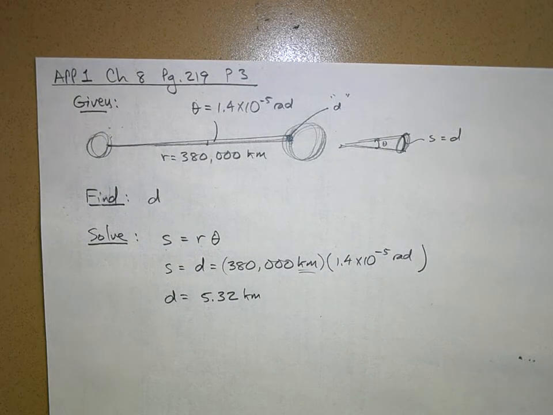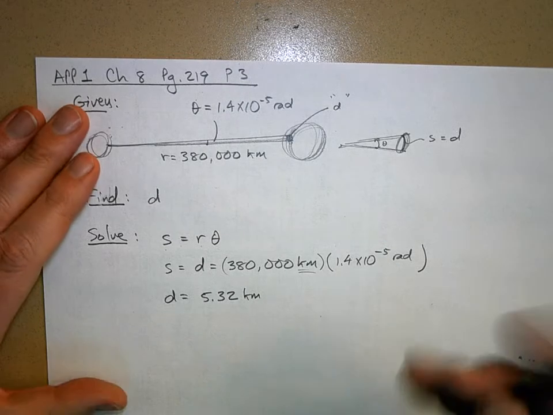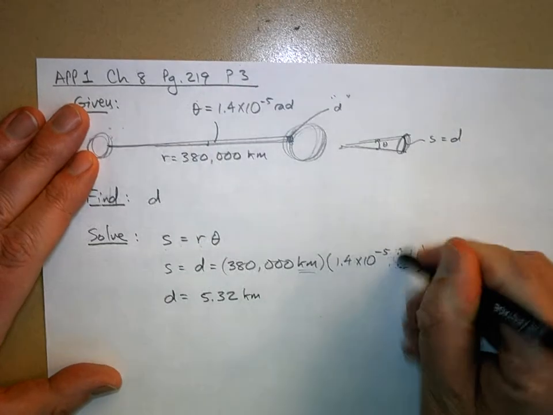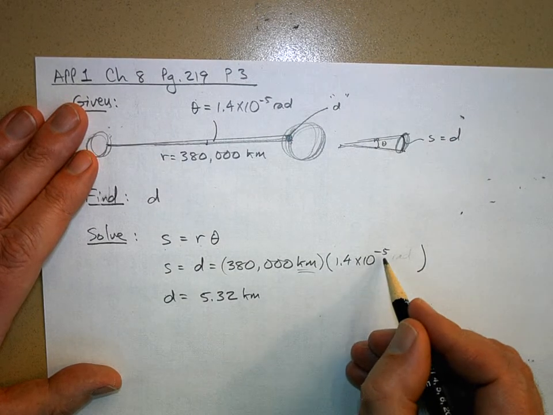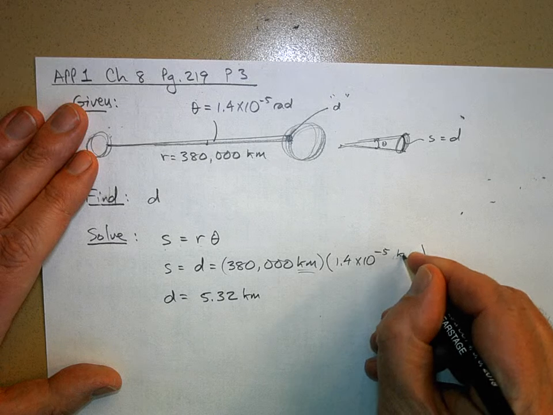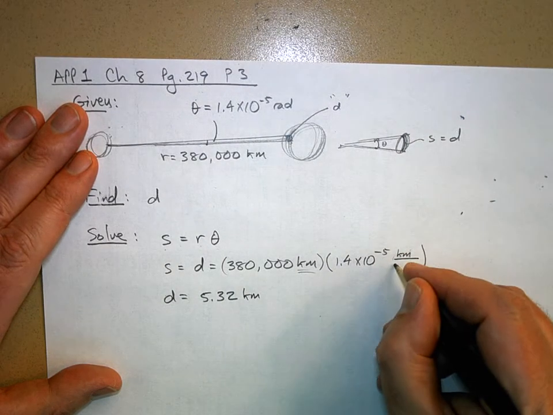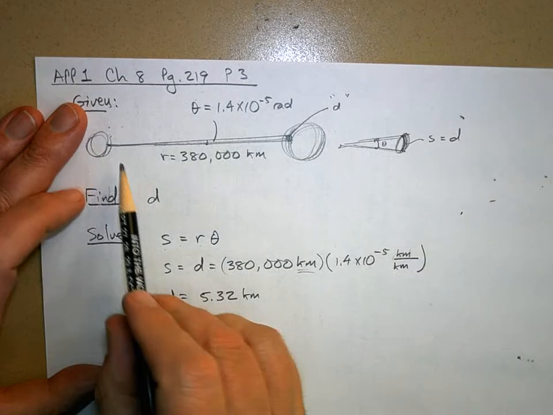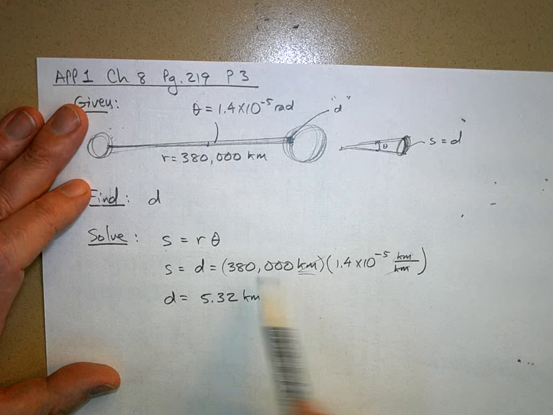Now, here's one thing to think about units. What is a radian? A radian is a length divided by a length. So it's really a dimensionless quantity. You can say 1.4, I'm going to change this, watch, instead of calling it radian, I'm going to say it's 1.4 times 10 to the negative 5 kilometers of arc length for every kilometer of our R. So this will cancel and you're left with kilometers.